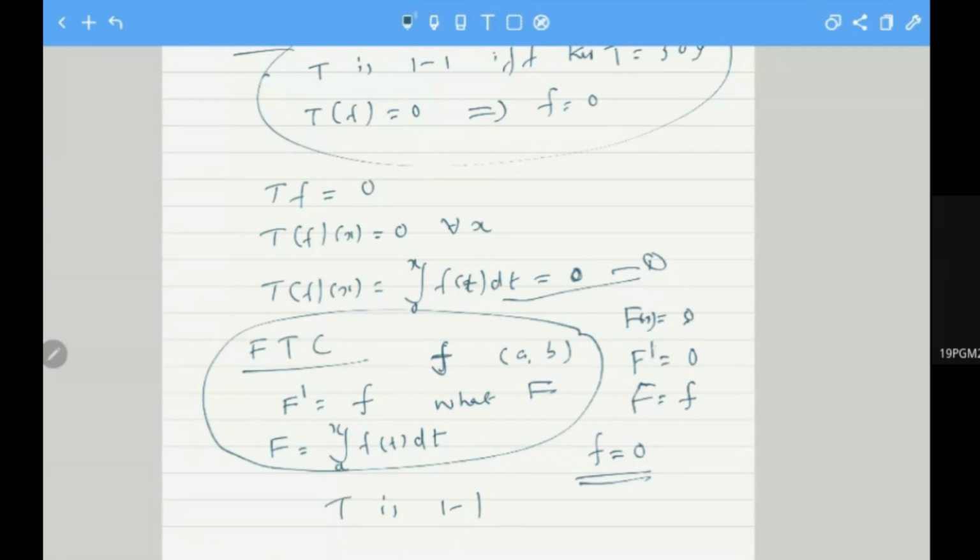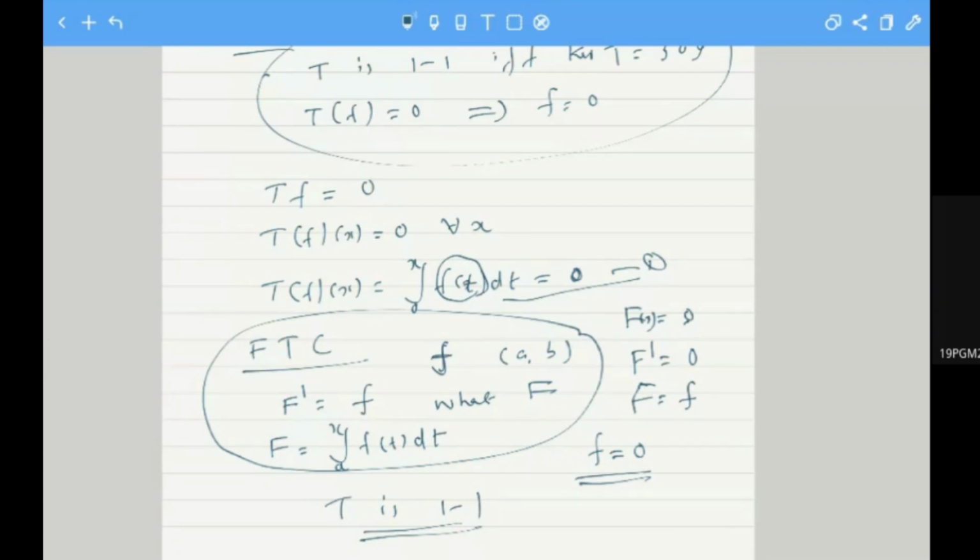That means the derivative of that is also 0. So what is the derivative of capital F? That is nothing but our small f. So small f is 0. What we started with was T of f equal to 0, but we could conclude through the fundamental theorem of calculus that f is equal to 0. That means the kernel of T is just the singleton set {0}. That means T is 1-1. Is it clear?